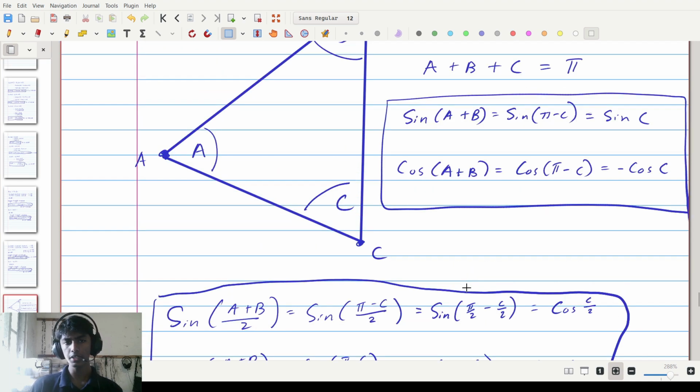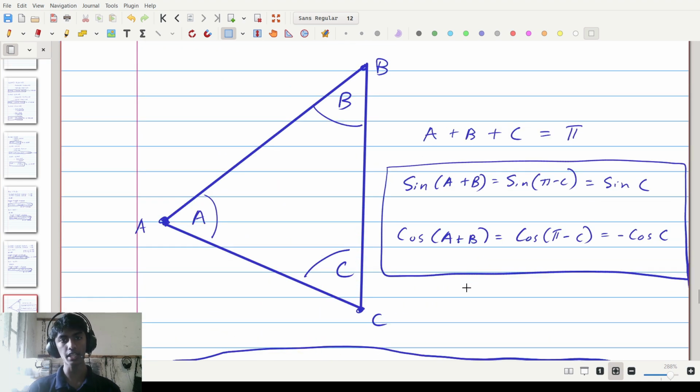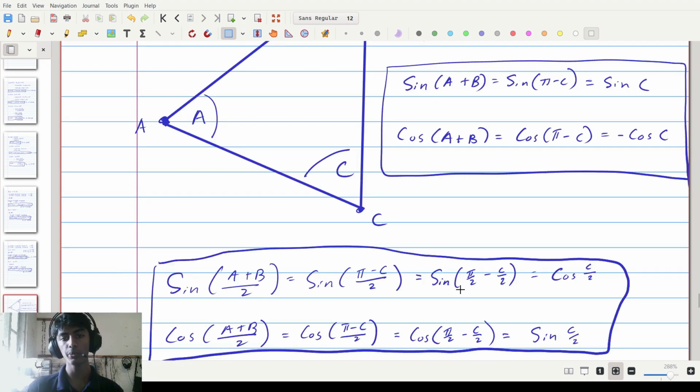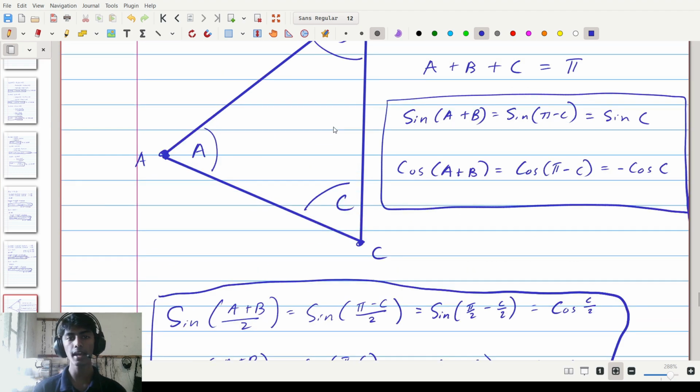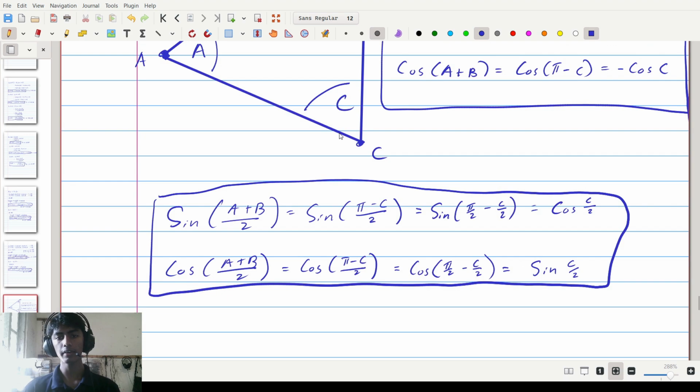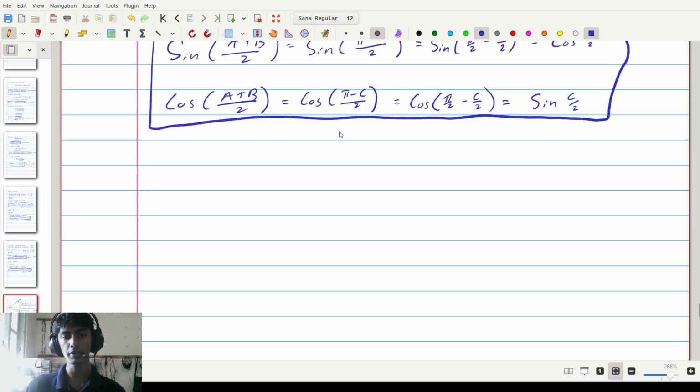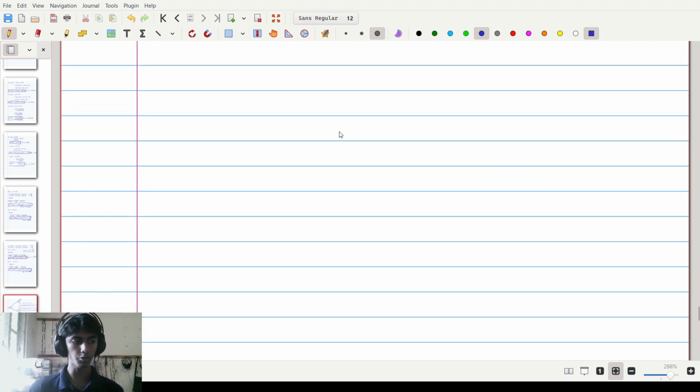So these two identities work within triangles ABC, and therefore they are also considered identities because they work for any triangle with angles A, B and C. So that will conclude our lesson for today. Let's summarize what we talked about. I'm not going to write any of the formulae, but let's summarize what we talked about.